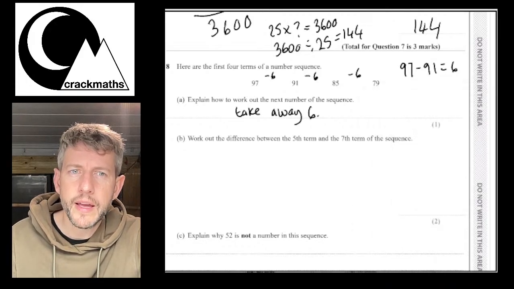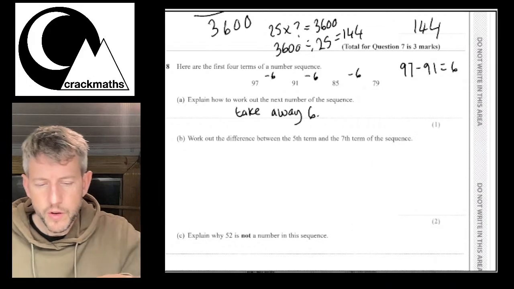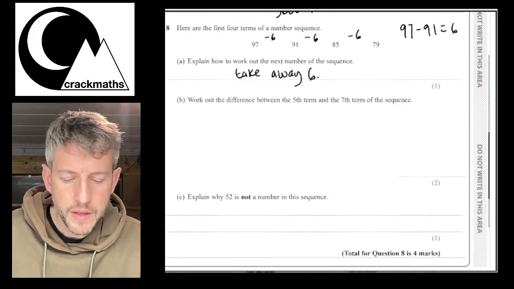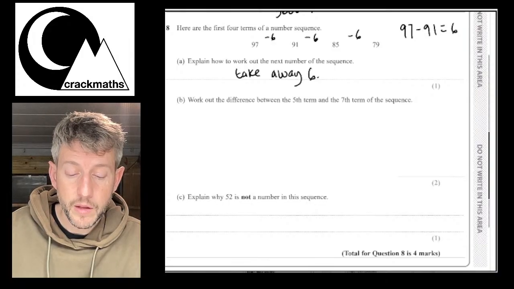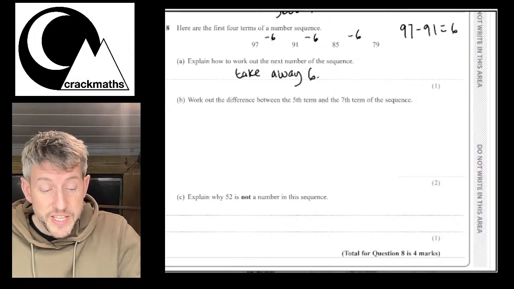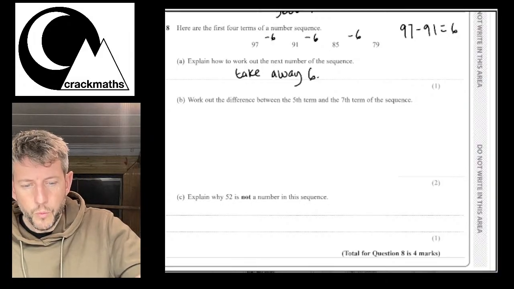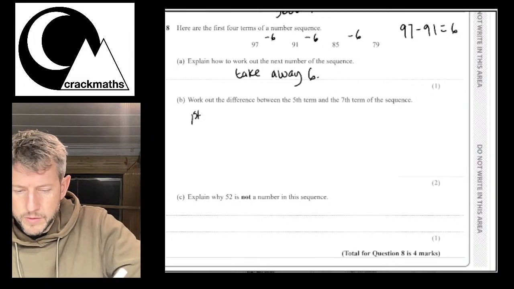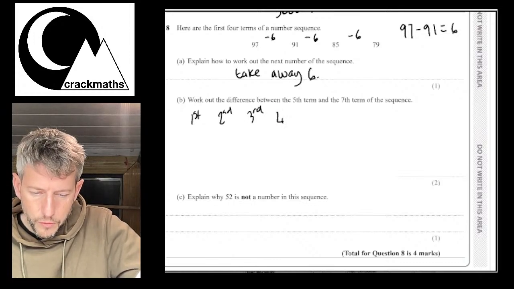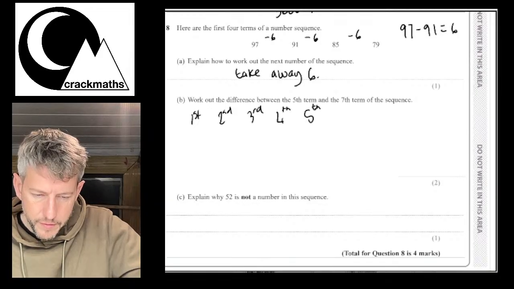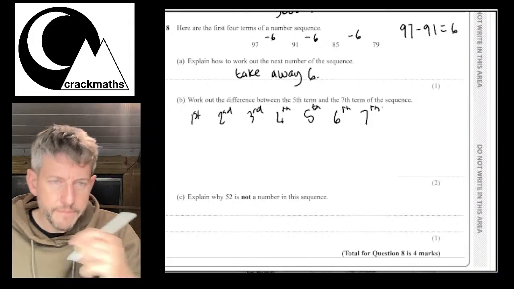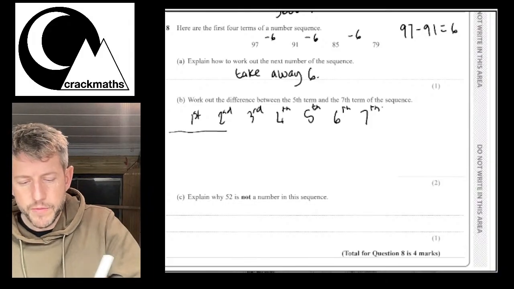Right, okay, here we go. We've got the next part of this question. Work out the difference between the 5th term and the 7th term of the sequence. Okay, right. So we need to continue the sequence on. So we know that the first term, I'll just write first, second, third, 4th, 5th, 6th, 7th. Okay, I'm just going to write these down. So these are the terms of the sequence.